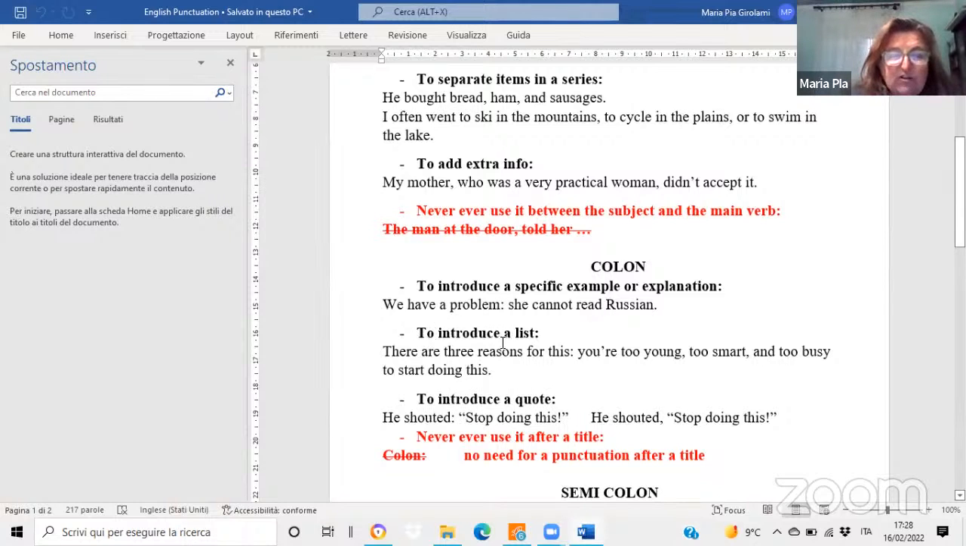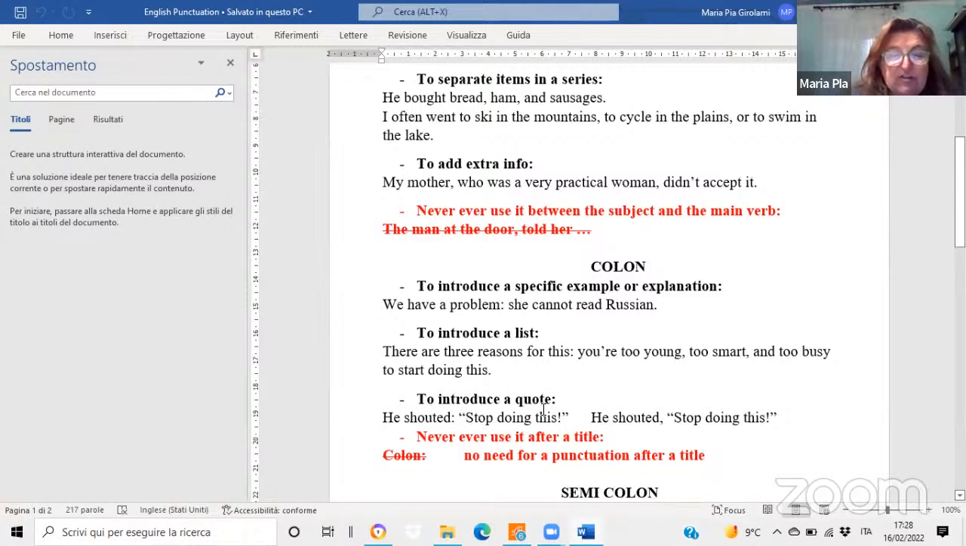Or to introduce a list. For example, there are 3 reasons for this: you're too young, too smart, and too busy to start doing this. Okay, so before a list, you need the colon.